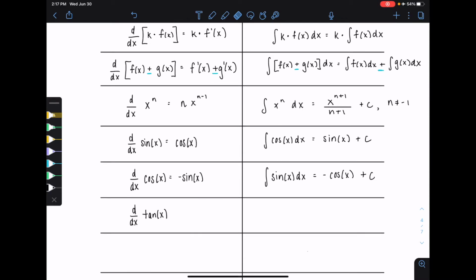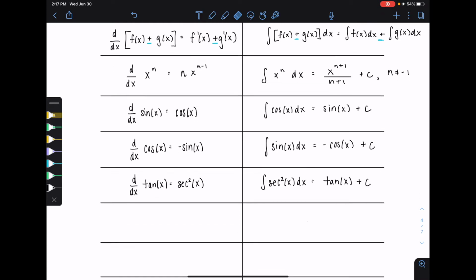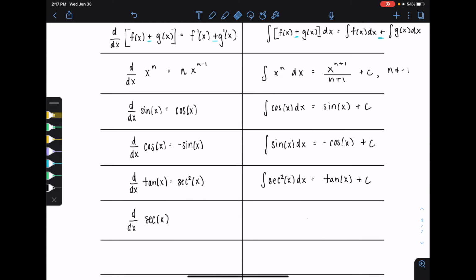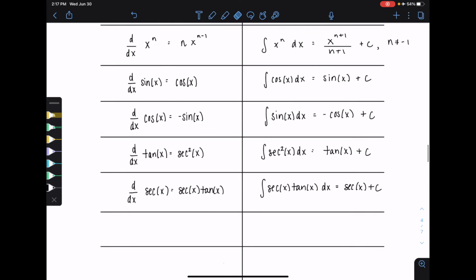We know the derivative of tangent of x is secant squared. So if I integrate secant squared, I land right back at tangent plus that constant of integration. If I take the derivative of the secant function, it's secant of x times tangent of x. So if I integrate secant of x times tangent of x, I land right back at the secant function.